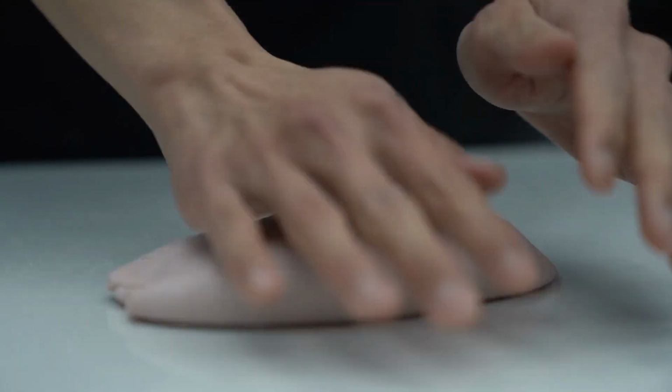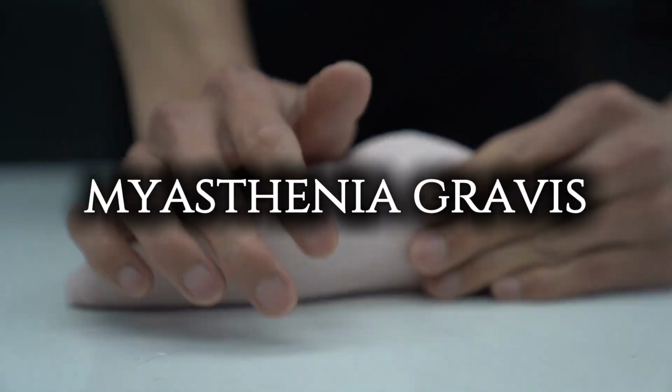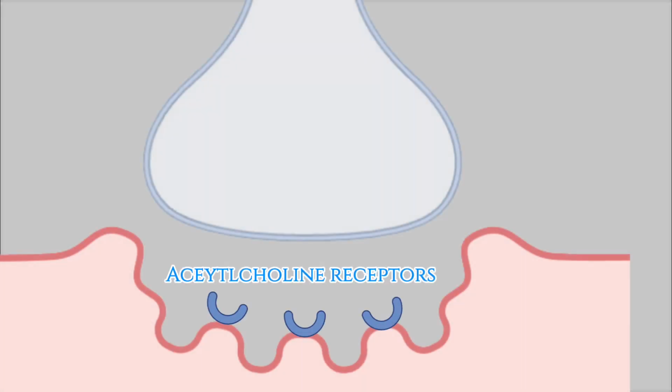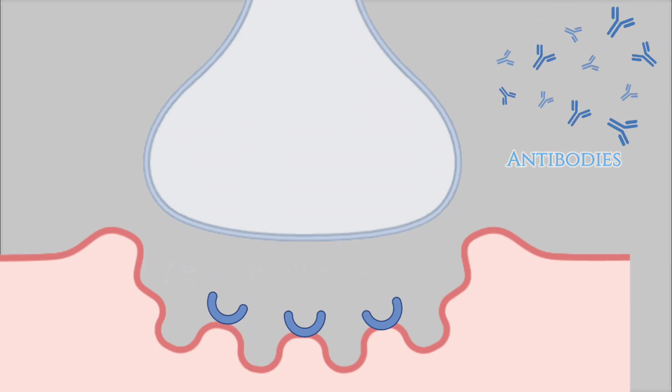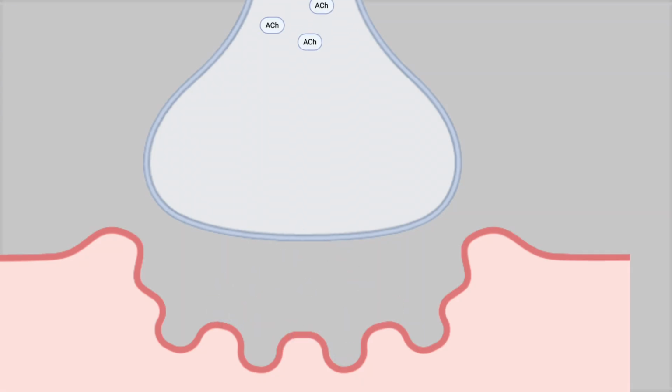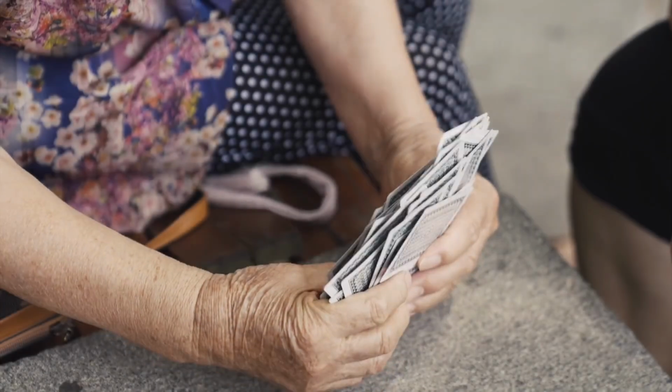Another one we can look at is myasthenia gravis, which is Latin for grave muscle weakness. This is an autoimmune disease in which the body uses its immune system in order to destroy and attack a bunch of the acetylcholine receptors that are on the motor end plate. Now, with less of these receptors, acetylcholine can't bind to the motor end plate and can't produce an action potential, thereby causing less contraction and muscle weakness.